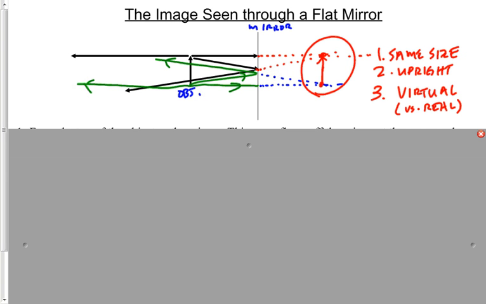The image formed on the back of your eye, the retina, is a real image because it's being projected onto the retina. When you take a lens or a mirror and you project that image onto something, that's a real image. When you can't do that, when you can't project it onto something, that's a virtual image.